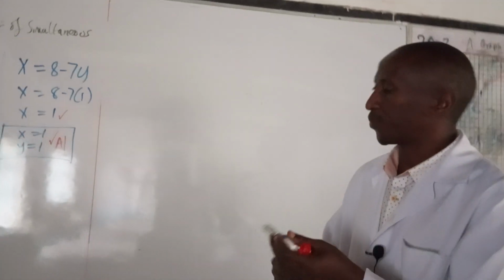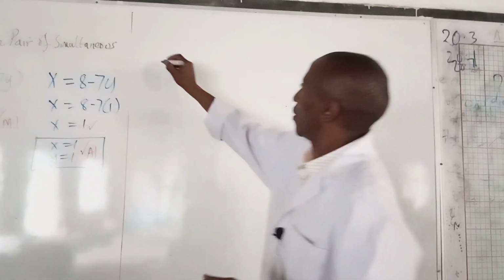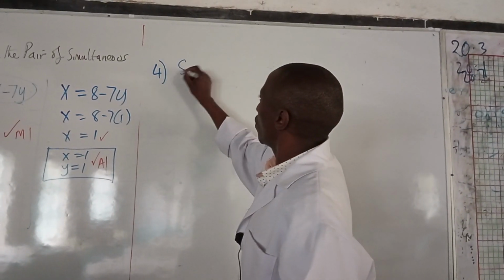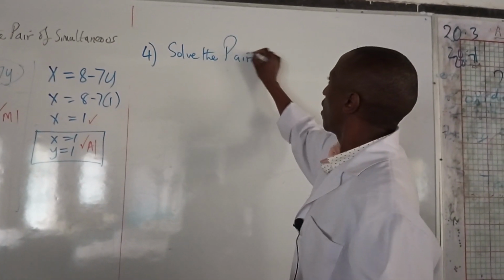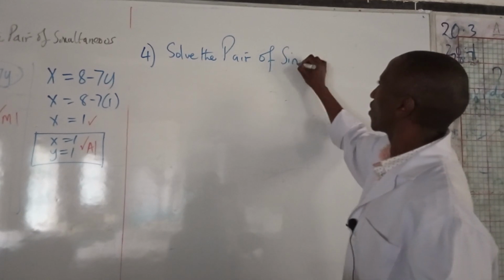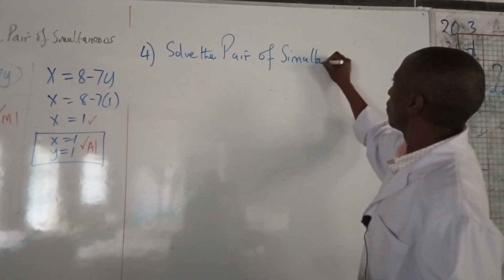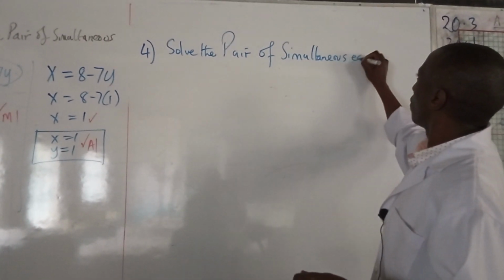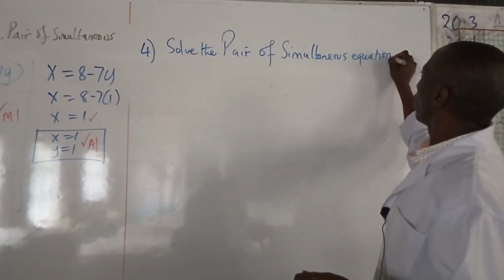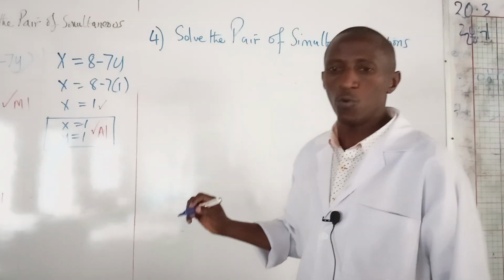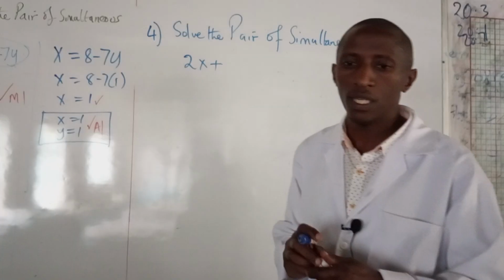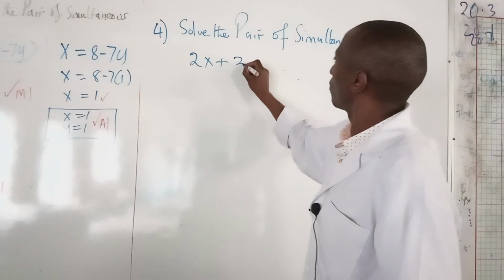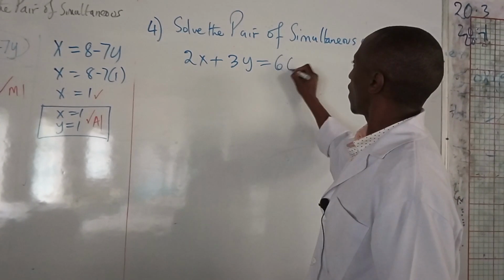Question number 4. We are told to solve the pair of simultaneous equations. We are given 2x plus 3y is equal to 600.